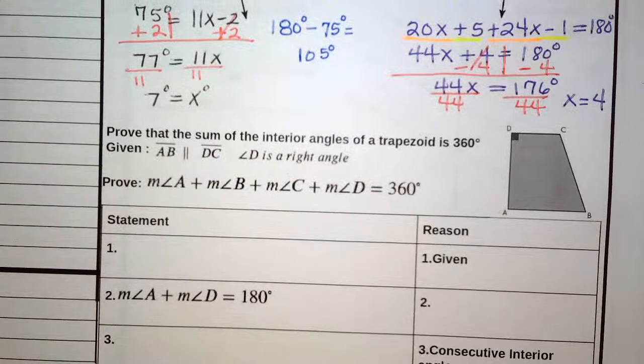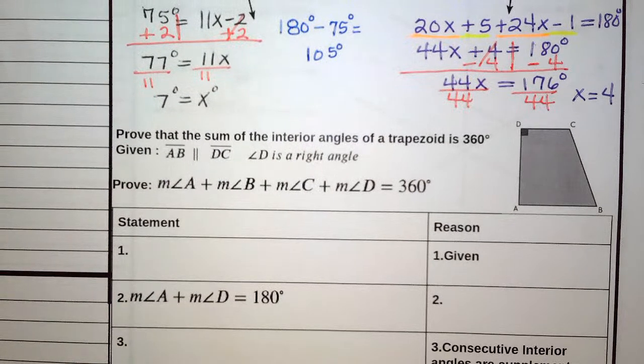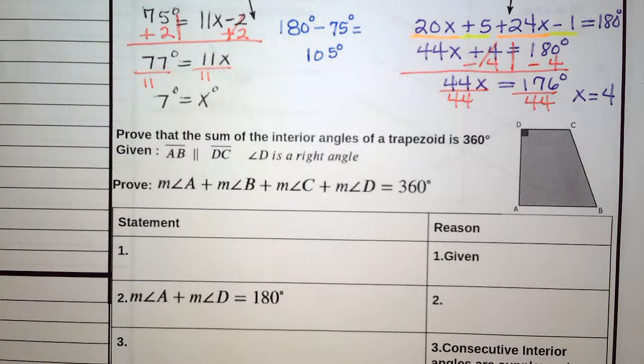So let's look at our proofs. Proofs are logical arguments. Prove that the sum of the interior angles of a trapezoid is 360 degrees. You're given that segment AB is parallel to segment DC, and that angle D is a right angle. What we want to prove is the measure of angle A plus the measure of angle B plus the measure of angle C plus the measure of angle D is equal to 360 degrees.